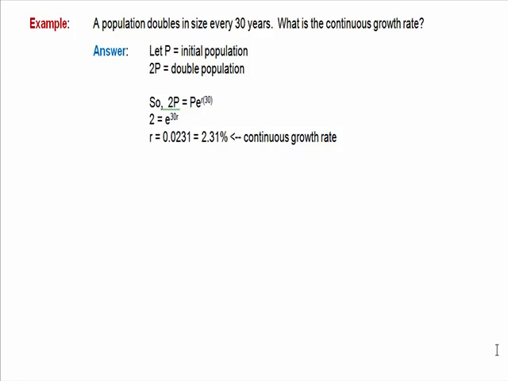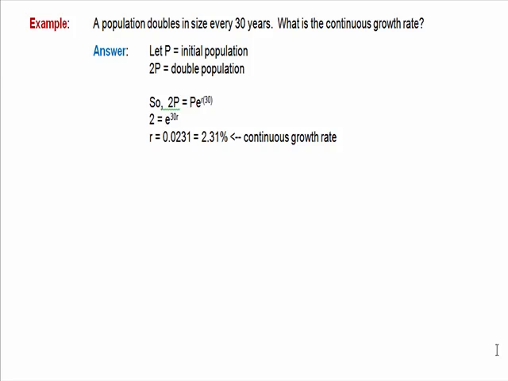The neat part is now that I have p's on both sides, I can divide them out. So I end up getting 2 equals e to the 30r. And now I would need to solve this. And if I solved this, probably the easiest way, for those of you who remember your logs, is to take the natural log of both sides. And we end up with natural log of 2 is equal to 30r. And we would solve for the r.